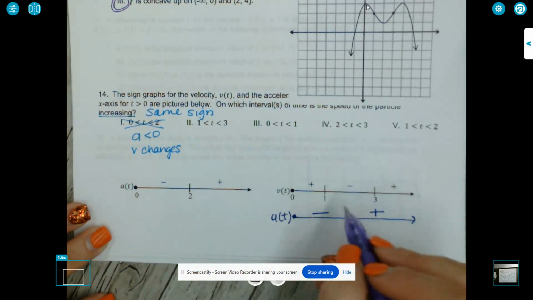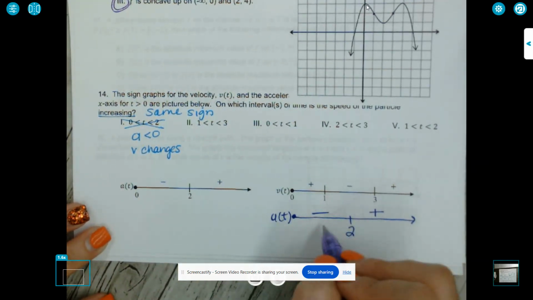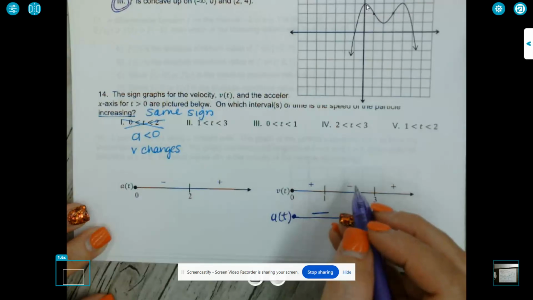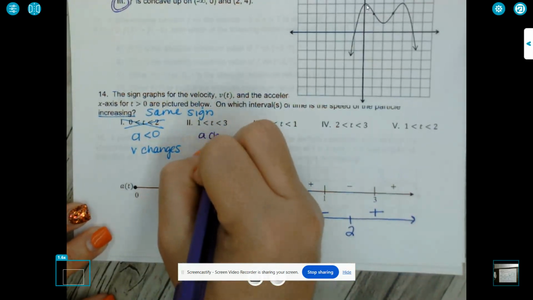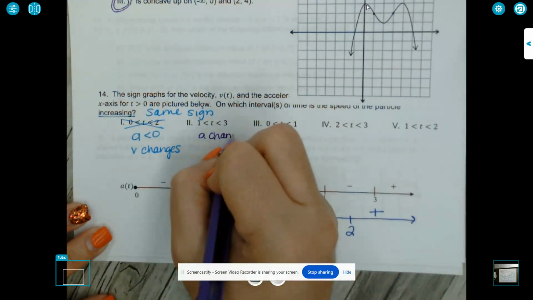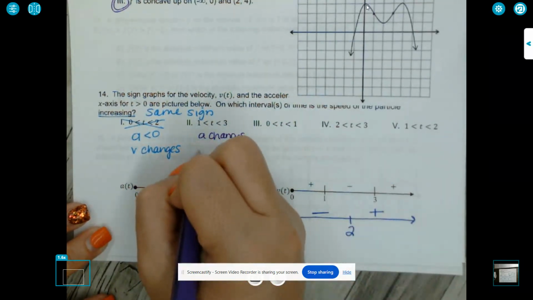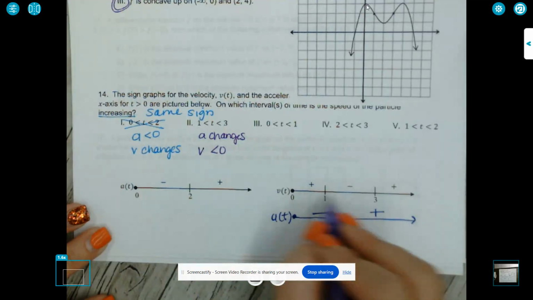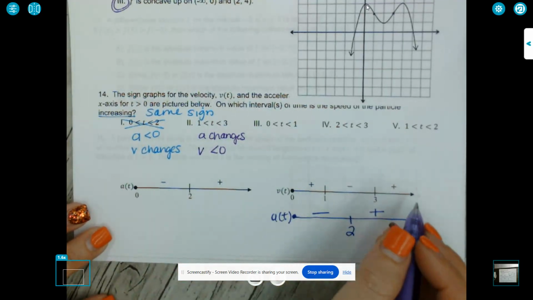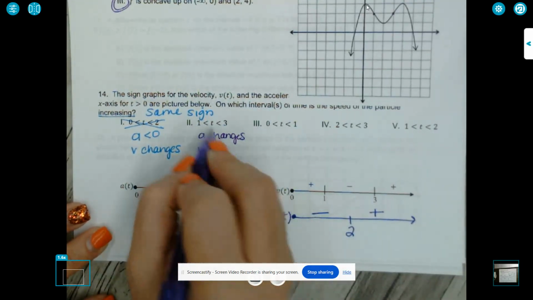Okay, from 1 to 3. So from 1 to 3, our acceleration changes, and our velocity is negative, less than 0. Looking for the same sign. That's not the same.